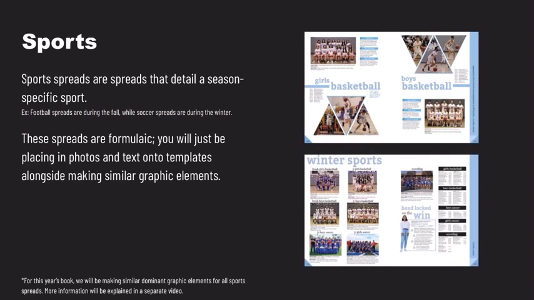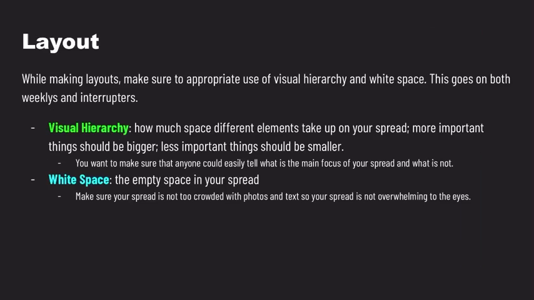Sports. Sports spreads are spreads that detail a season-specific sport. So for example, football spreads are during the fall, while soccer spreads are during the winter. These spreads have a template, so you'll just be placing in photos and text while also making similar graphic elements.